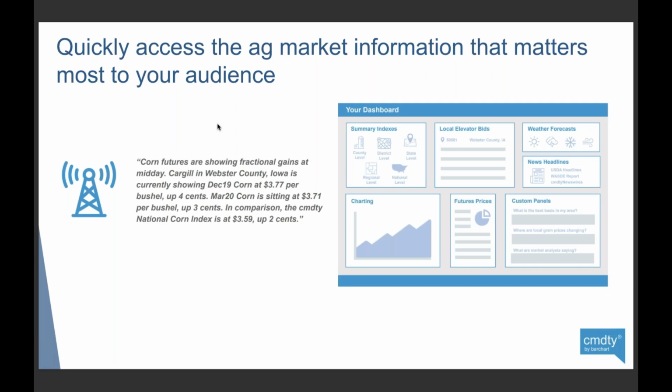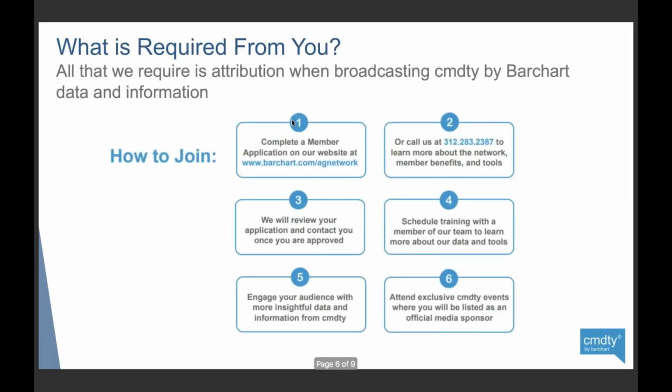And here's just some example copy that a radio station might use. Cargill in Webster County is currently showing corn at $3.77 a bushel. That compares to the National Corn Index at $3.59. What do you do with that information? That's up to your audience. You need to provide them with the information that they want, that they need, and what they end up doing with that is entirely up to them. But really powerful tools that we're giving here.